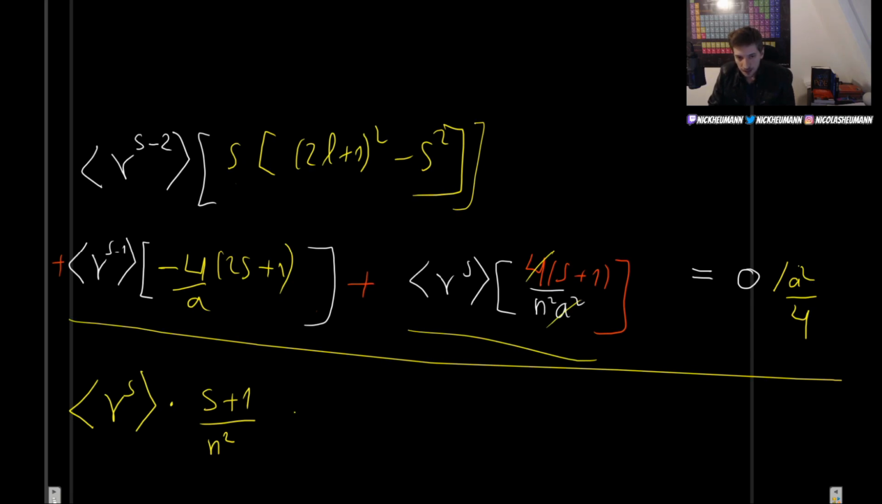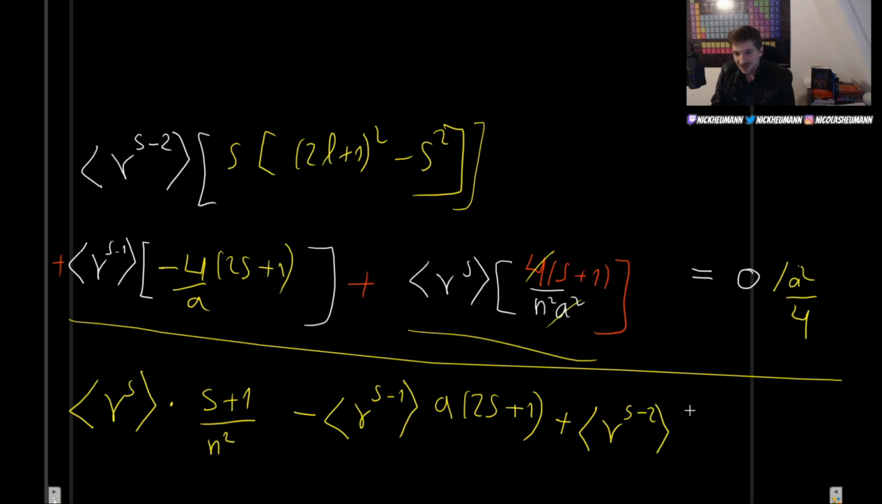And now we do minus going to this term, right? So minus r to the s minus 1. And then we have this 4 which cancels out. And this a will cancel out this a partially. So we get a times 2s plus 1. And finally we have plus expectation value of r to the s minus 2. And this is going to be s over 4 times a squared, sorry, it's the other way around, right? It's s over 4, my bad.